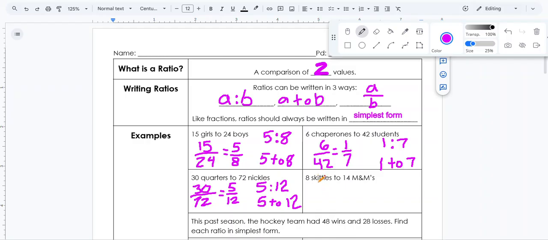Go ahead and pause the video and try this one on your own. 8 Skittles to 14 M&Ms. Type your answer on Formative to see if you are correct.